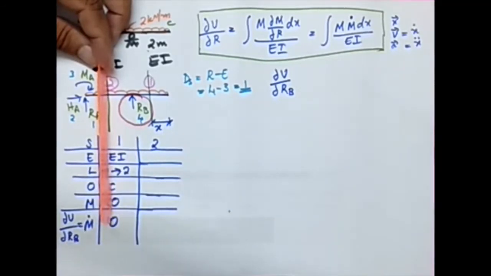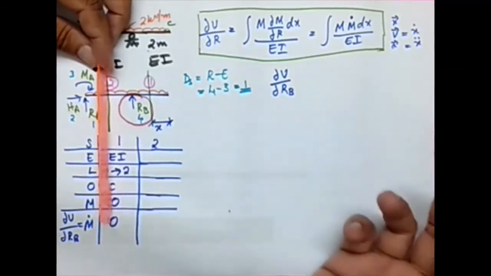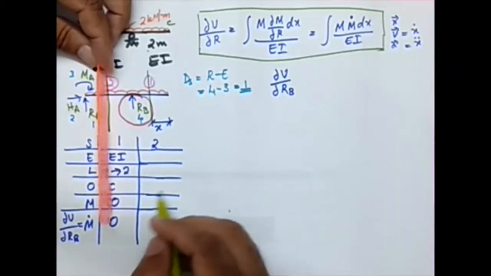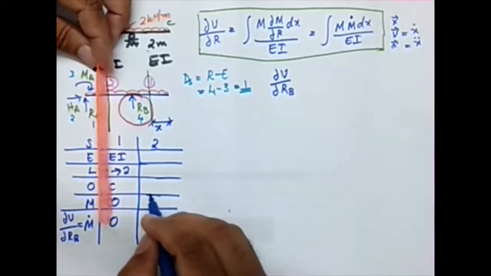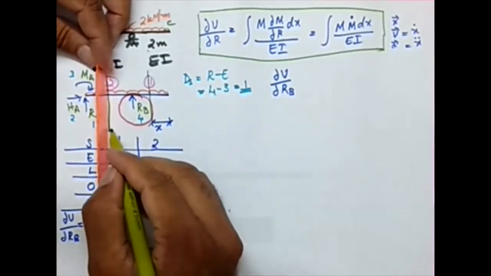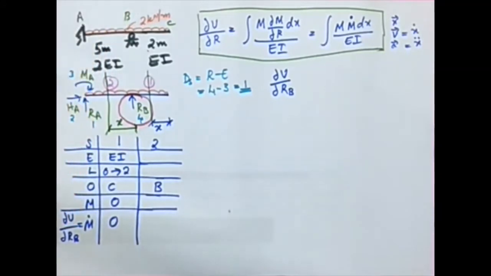So what should be kept as the origin? Either you can keep C as the origin or you can keep B as the origin. Anything is fine. For a change, I'm keeping B as the origin. Let's see how it will be. If B is the origin, this distance will be X. The distance to the section from the origin should always be considered as X.